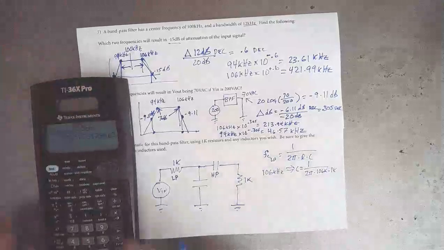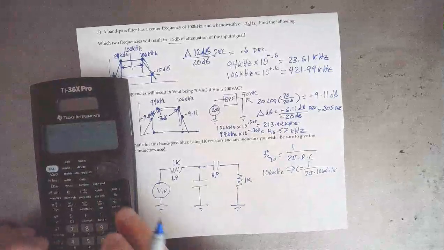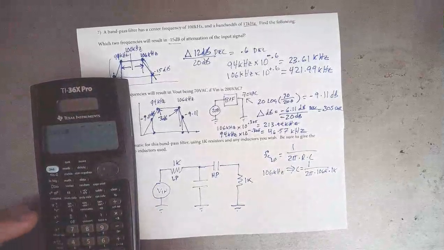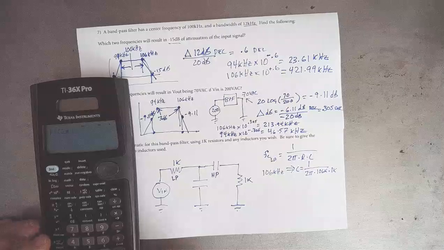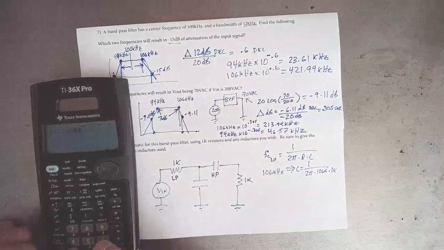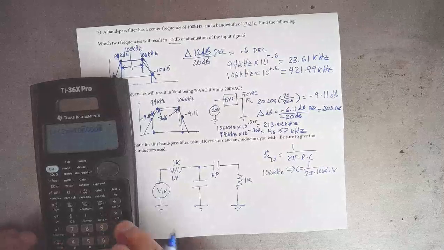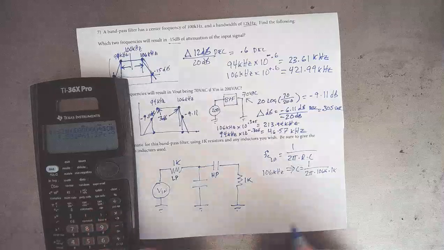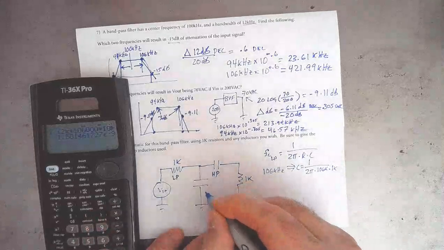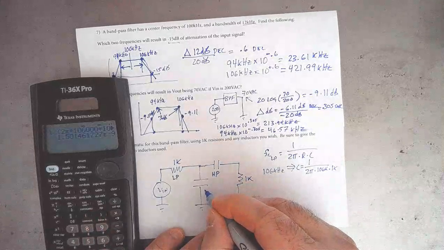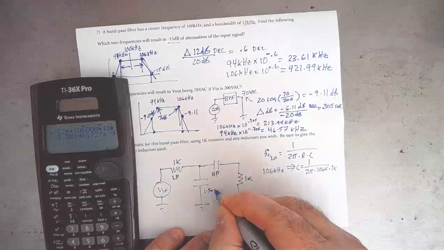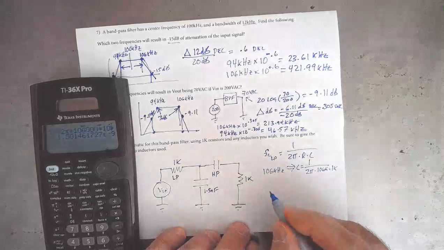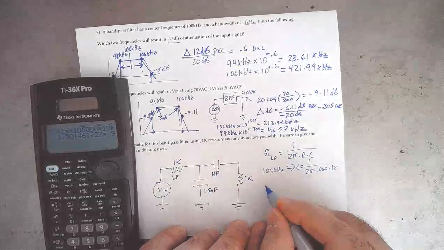Let's see what that is. 1 divided by, and I always put parentheses around my denominator, 2 pi times 106 kilohertz times 1K. Okay, so this one is going to be 1.5 nanofarad.